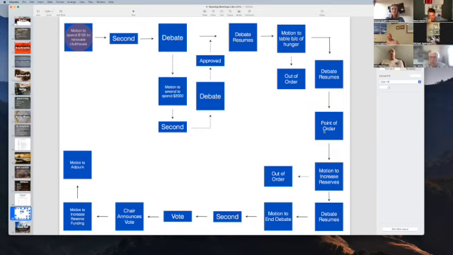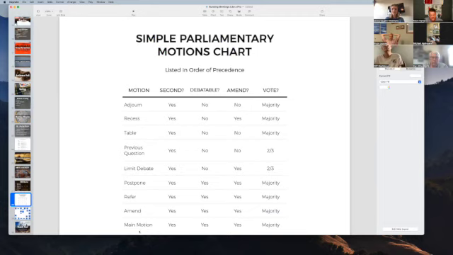Now, we're back in the debate, and now suppose Ken says in the middle of the debate, and again, we're still debating whether to spend $2,000 to renovate the clubhouse, Ken says, I'd like to make a motion to increase the reserves. Out of the blue. That's out of order because, again, go back to our chart. You can't have another main motion when there's already a main motion pending, okay?